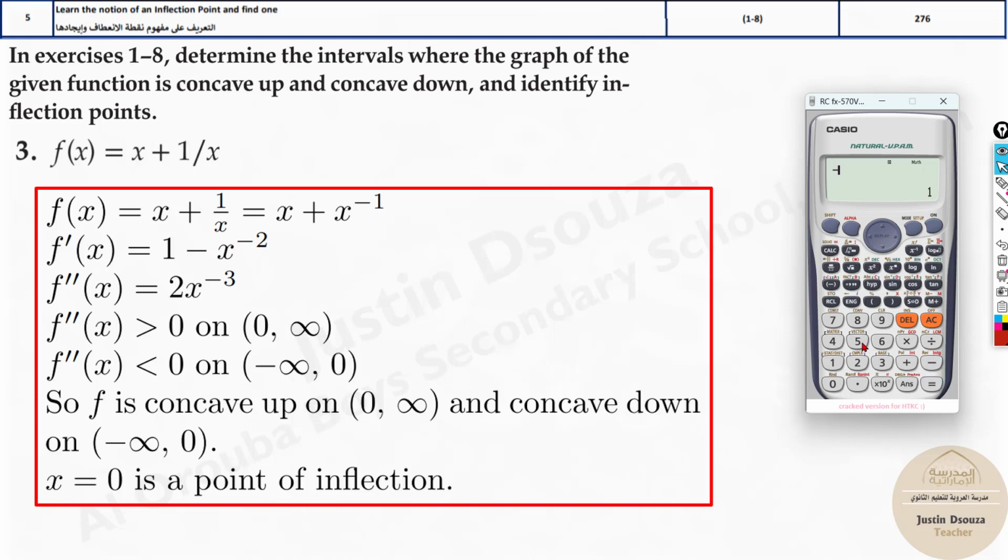Now I'll give -5, and I'll give 5, and I'll give the step. I think I'll get an error if I put a step of 0.5. See, it's not allowing me because it's too many values to compute. So what I'll do is start at -5, end at 5, and do it at a step of 1. This gave me the answer. A step of 1 generally gives you about 10 values.